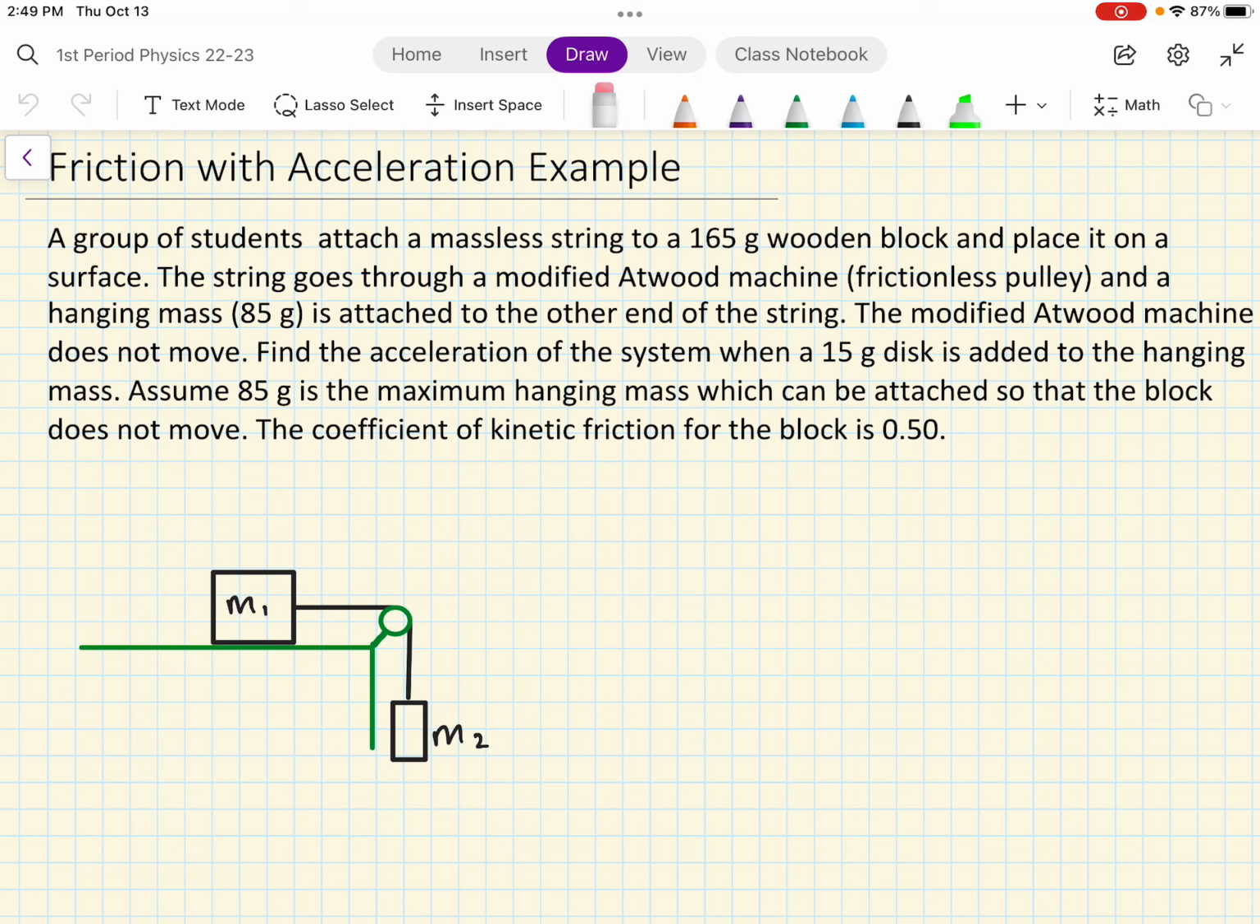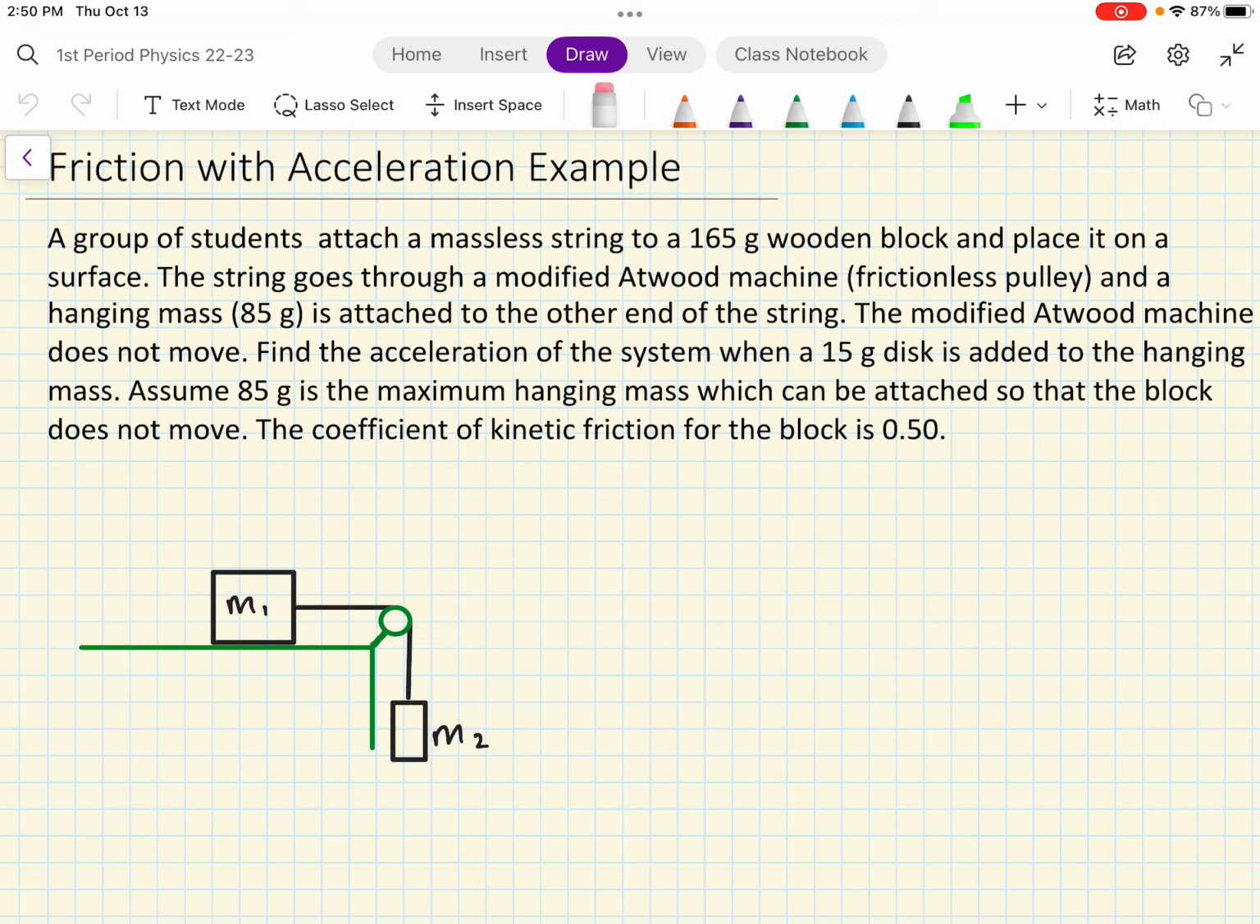Okay, this problem is a bit more complicated than the previous one because the previous one showed a system which was static. It wasn't moving. In this case, we do have motion. In fact, we have acceleration, right? Because they want us to find acceleration. And let's highlight things which we know are important.